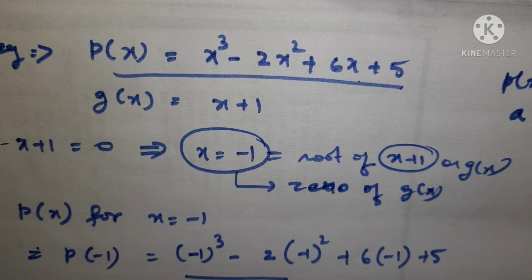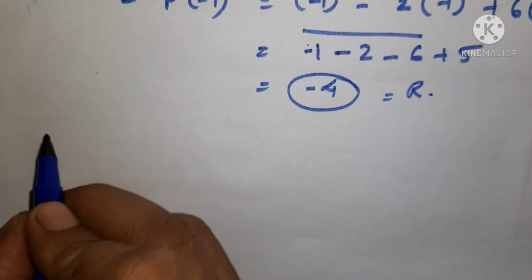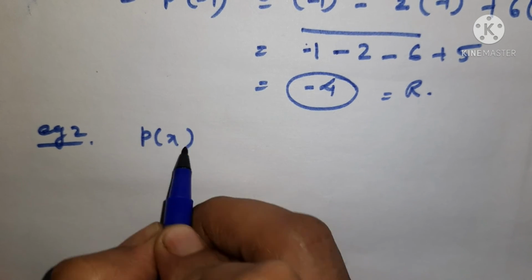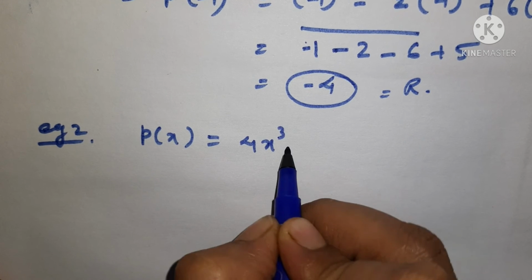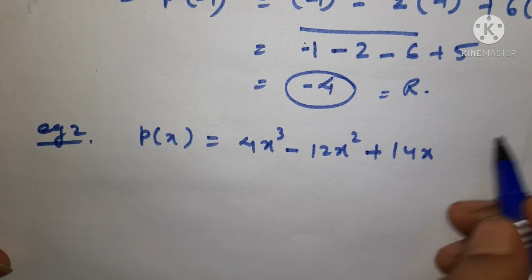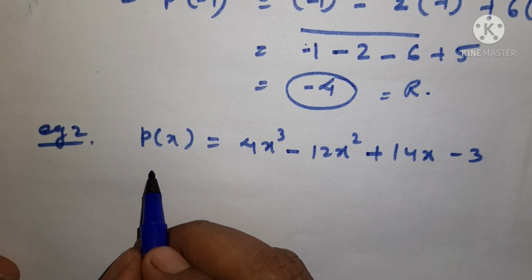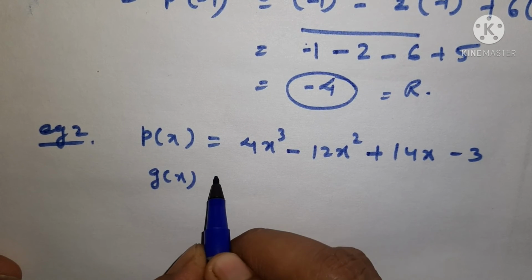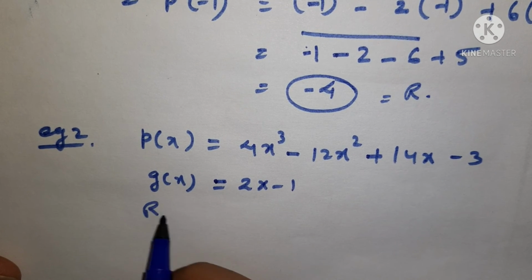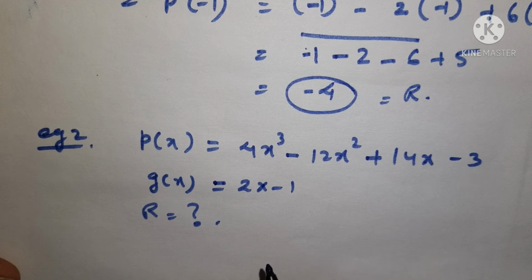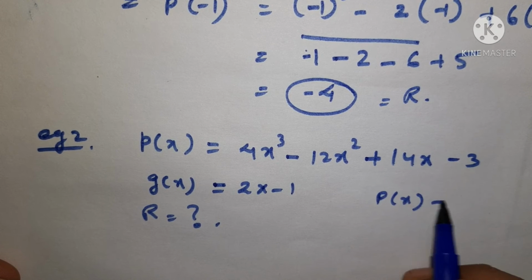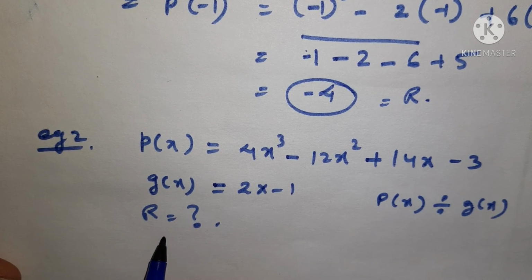एक और हम एग्जाम्पल करते हैं. फॉर एग्जाम्पल, let's take another example, say example 2b. Suppose you are given p(x) is equal to 4x cube minus 12x square plus 14x minus 3, and suppose your g(x) is given by say 2x minus 1, and you have to find the remainder. You have to find the remainder when p(x) is divided by g(x).